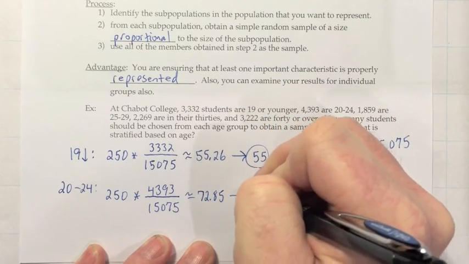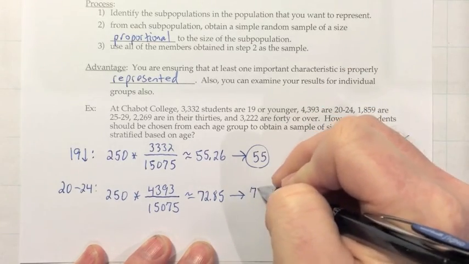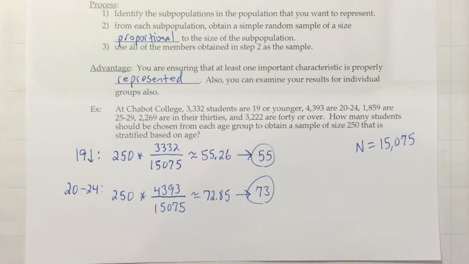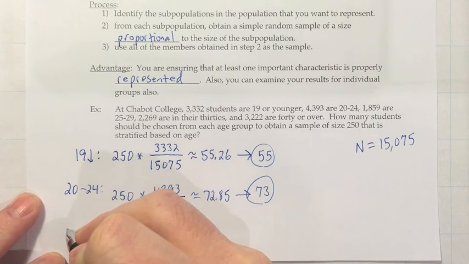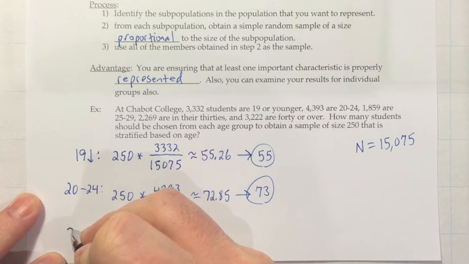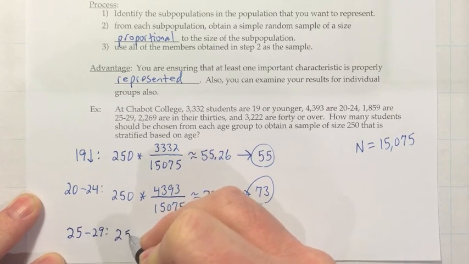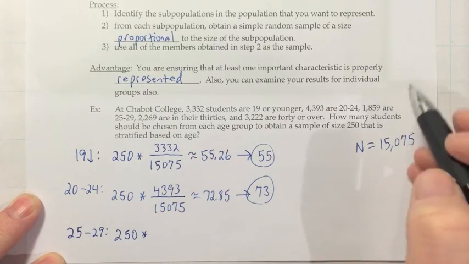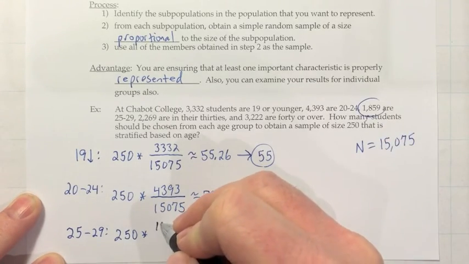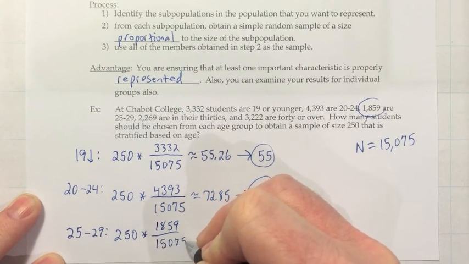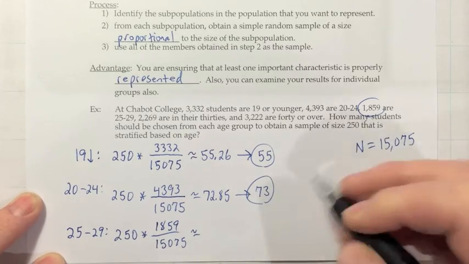And if you were to round that to the nearest integer, you would get 73. So now we just need to continue with that process until we get all 5 of those age categories done. So we'll just run through those now. So let's go ahead and write out the next 3. So now we'd have our upper 20s, 25 through 29. So set that up the same way, 250 times, for that group, this is the number, 1859 over 15075. And we'll figure out what that one is in just a moment.